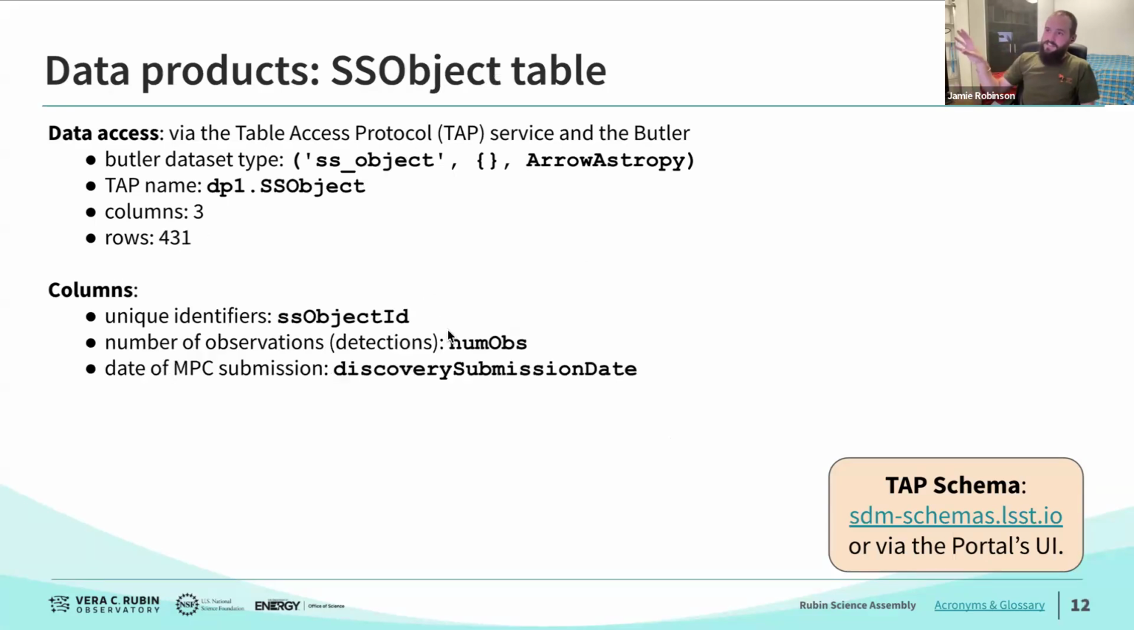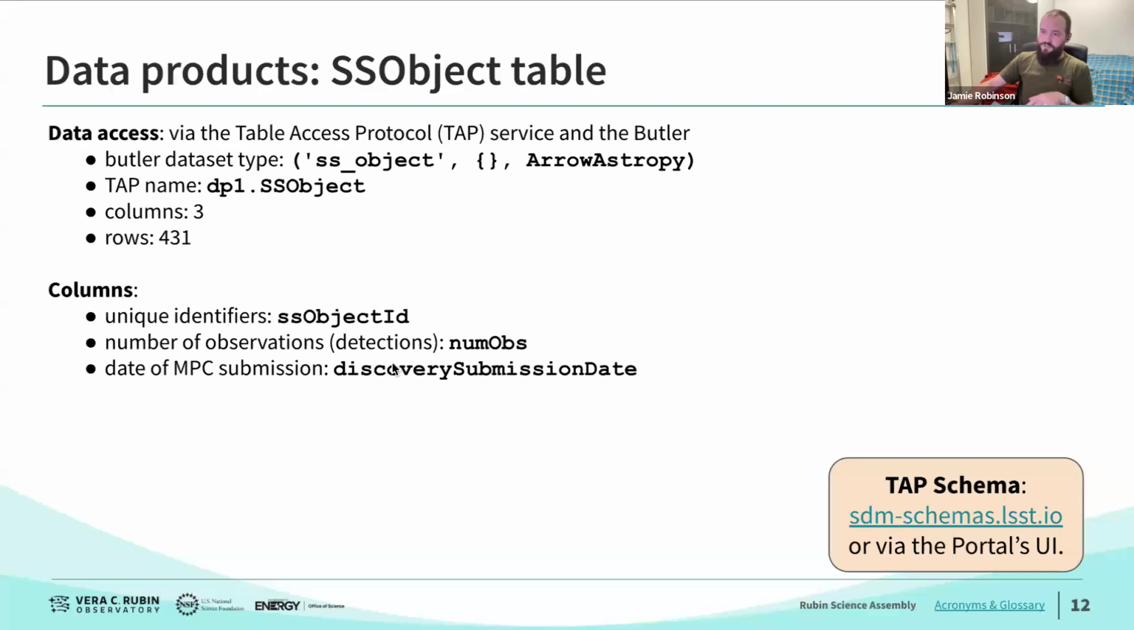And then onto the SS object table. So as we described before, for static sources, the corresponding object table would be data object, but we're solar system, so we need a specific solar system object table. You can see that this has 431 rows. This is the number of solar system objects that are available in DP1. This is quite a sparse table. It's only got 3 columns. This is obviously going to be bigger in the subsequent data releases, but it gives you just the basic overarching information about individual solar system objects in DP1, namely the number of observations and the discovery submission date.